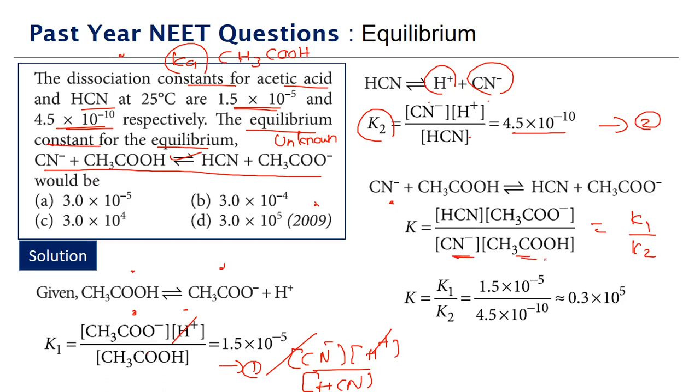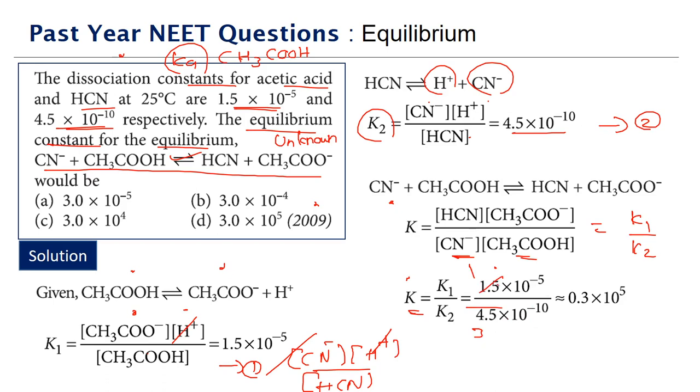So if you do K1 by K2, these are the kind of problems we have on the relation between the equilibrium constants. K1 by K2 means we get the K value. So K will be equal to K1, which is 1.5 in 10 power minus 5, divided by 4.5 in 10 power minus 10, which will be equal to what?